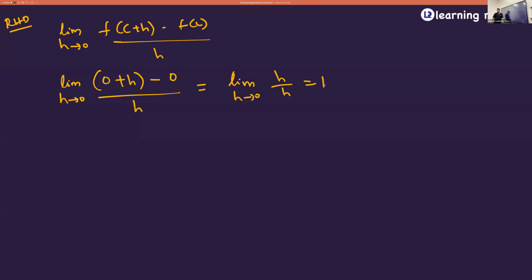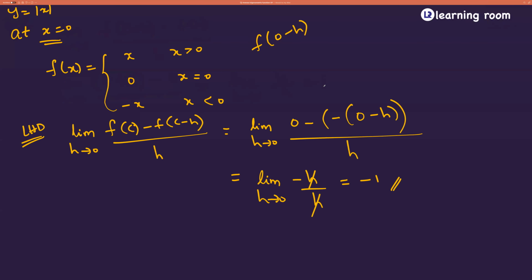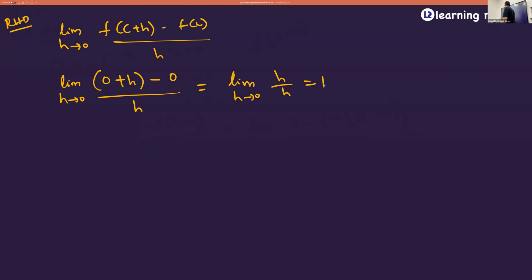So what is happening in this case? If you observe, the left-hand derivative is not equal to the right-hand derivative, right? And if you look at the derivative at that point, if you take f dash of 0, it will come out to be 0. Sorry, f dash of 0 will come out to be 1.